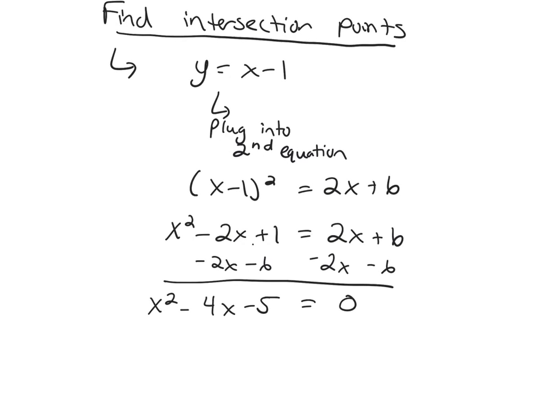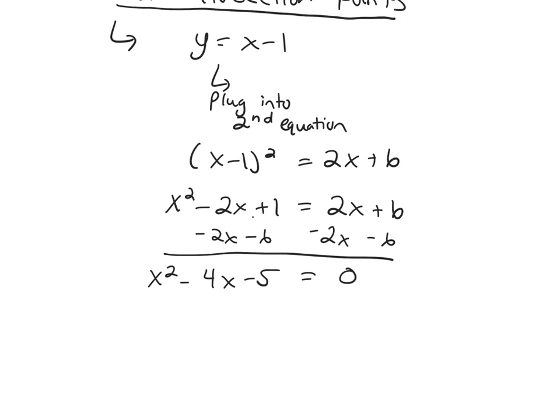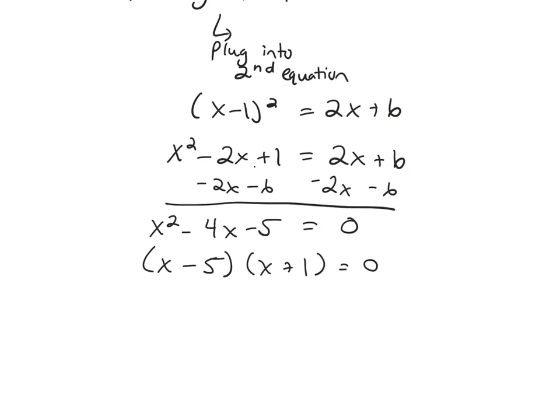Okay. What did I do previously? I factored this. Can someone tell me what that factors into? Minus 5 and what? And plus 1. Okay. So it looks like my two solutions are x equals 5 and x equals minus 1. Those are my two x values where they intersect.